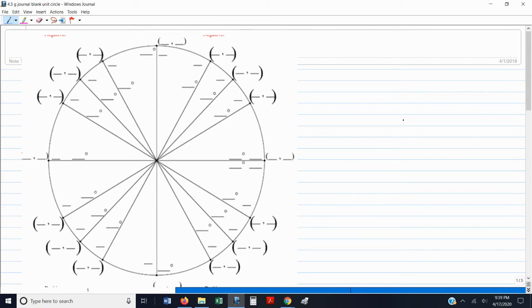Hey everyone, this is the unit circle, and this is part 4 of the videos. In this video, we're going to look at how to figure out these 3 coordinates.